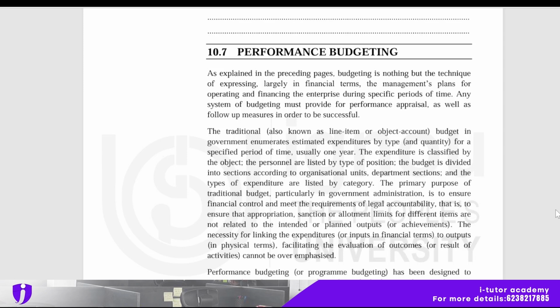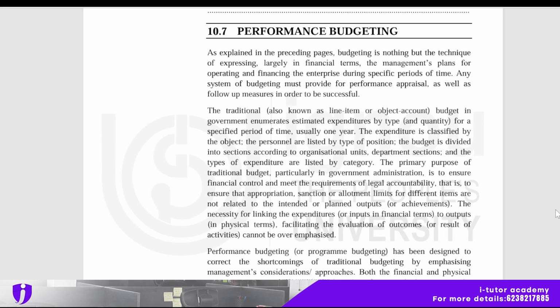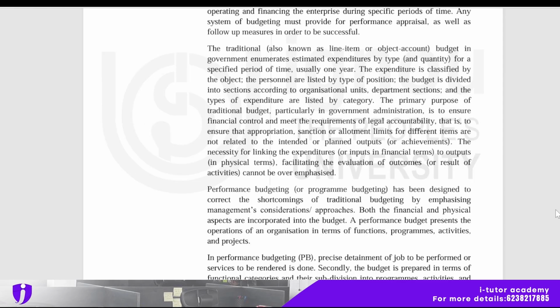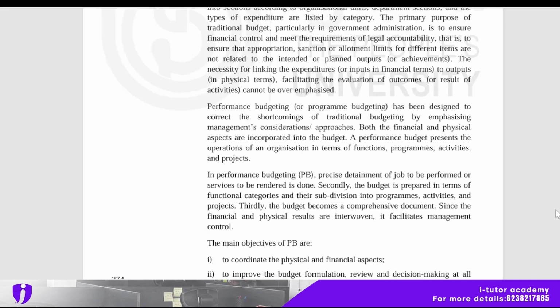Next is performance budgeting. As explained in the preceding pages, budgeting is nothing but the technique of expressing largely in financial terms the management's plan for operating and financing the enterprise during a specific period of time. Any system of budgeting must provide for performance appraisal as well as follow-up measures in order to be successful. The traditional budget, also known as line item or object account budget in government, enumerates estimated expenditure by type and quantity for a specific period of time, usually 1 year.